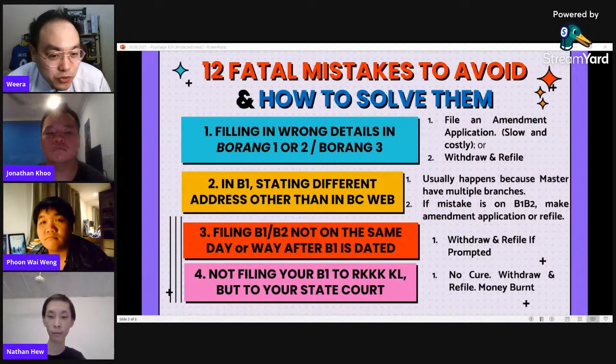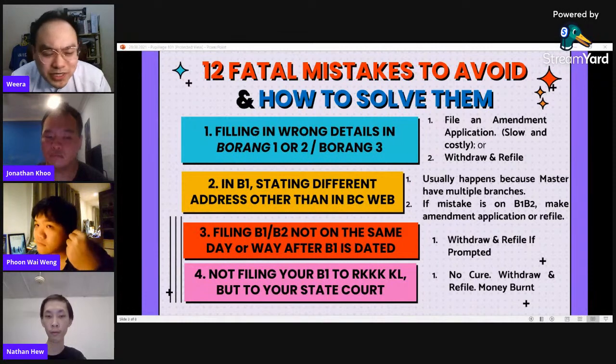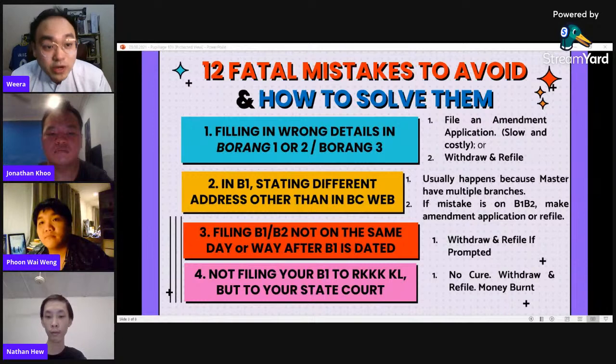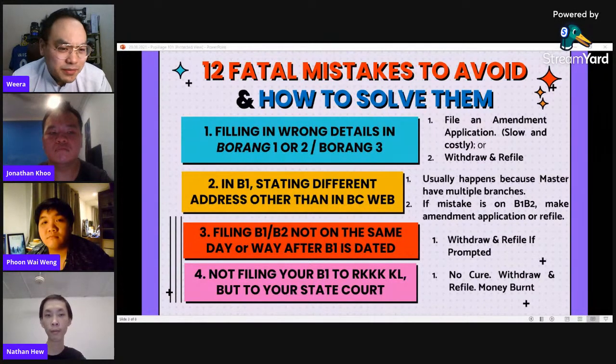Filing Borang 1 and 2 not on the same day or way after Borang 1 is dated. Okay, so this is a very, very common question that pupils ask me. Usually it's very simple. You fill in your Borang 1 on the same day, you affirm Borang 1, the affidavits, and also Borang 2, then you file it on the same day. But for some reason, some pupils tend to delay the filing of Borang 1, Borang 2, and the affidavits.